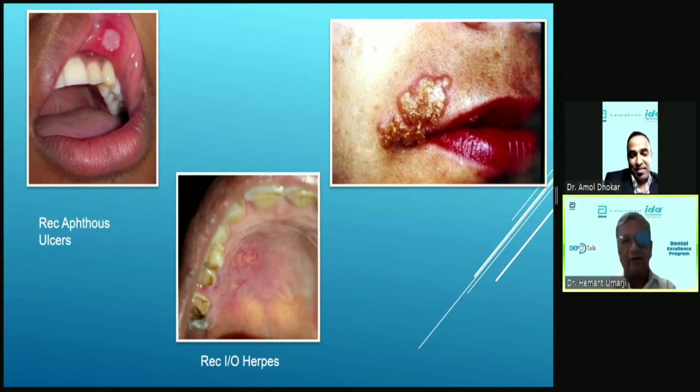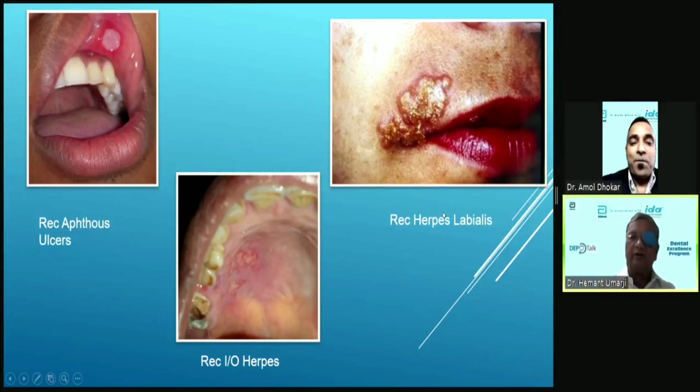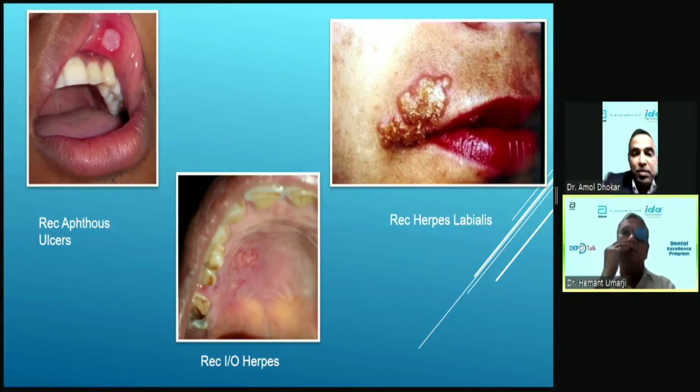And then on the lip, you get a typical lesion that is called recurrent herpes labialis. That is called a fever blister, or the common cold sore, because here a cluster of vesicles will appear on the lip, then those vesicles will rupture, they will weep serum, and a crust will be formed.